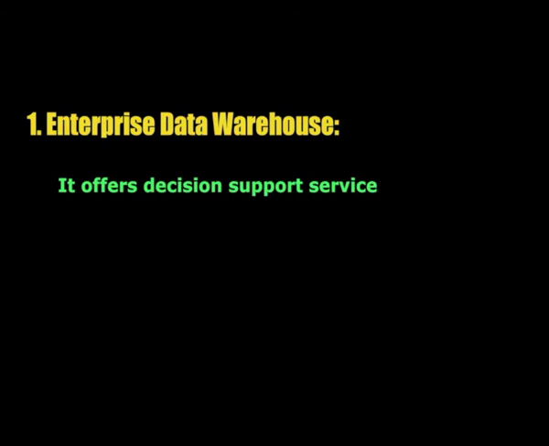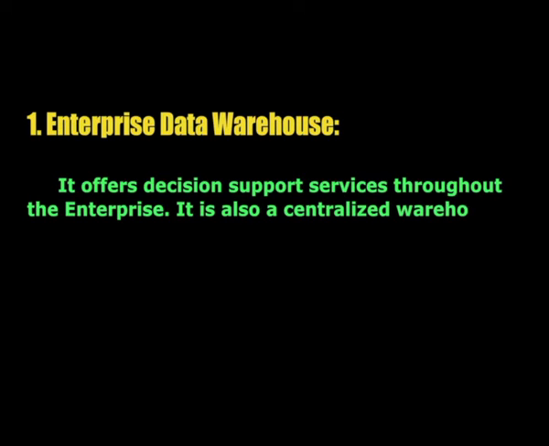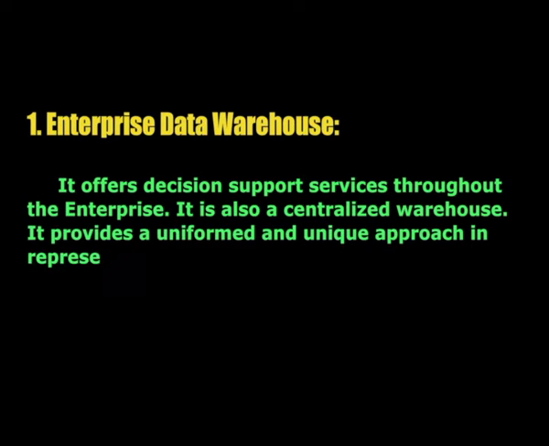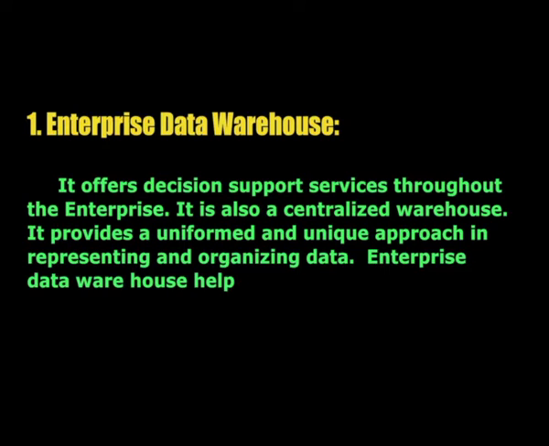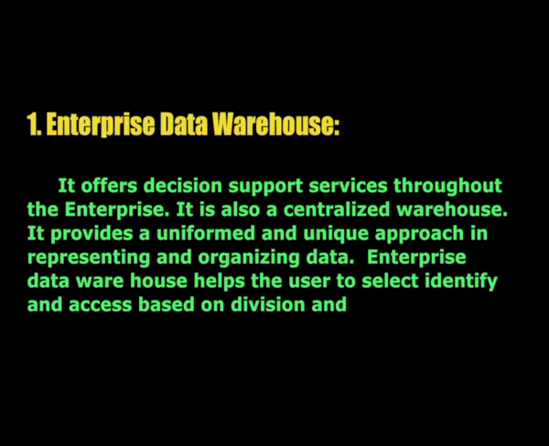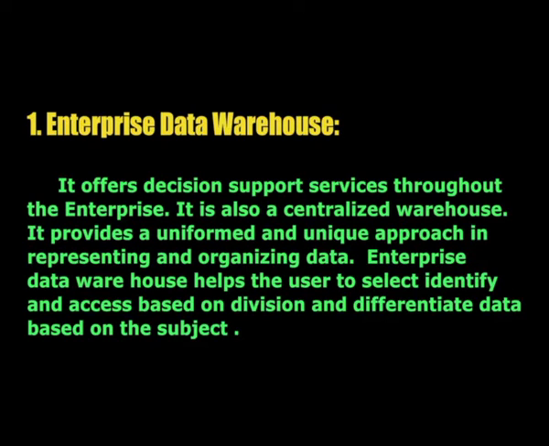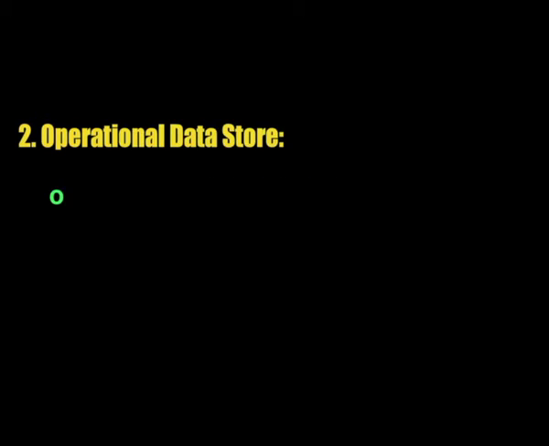The first one is an enterprise data warehouse. An enterprise data warehouse offers decision support services throughout the enterprise. It is also a centralized warehouse. It provides a uniform and unique approach in representing and organizing data. Enterprise data warehouse helps the user to select, identify and access based on division and differentiate data based on the subject. The second type is the operational data store.